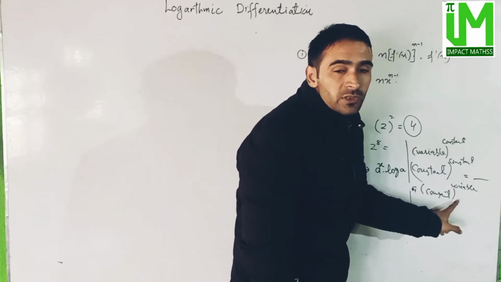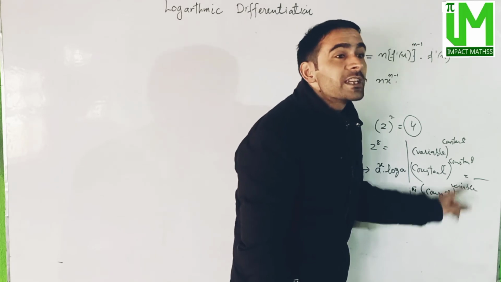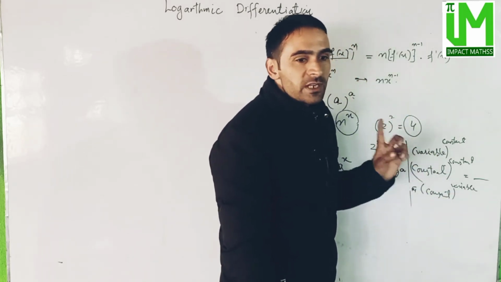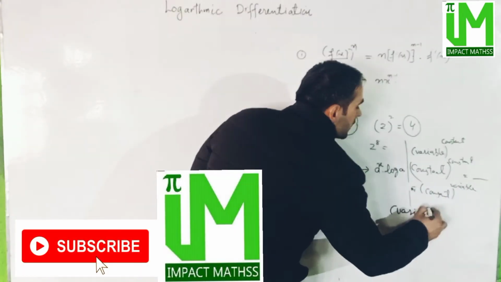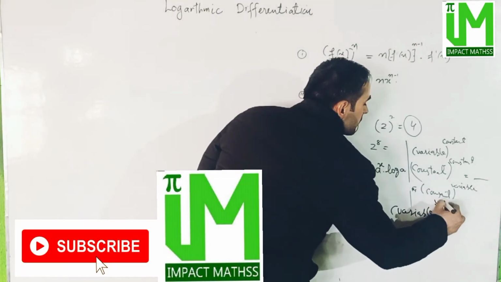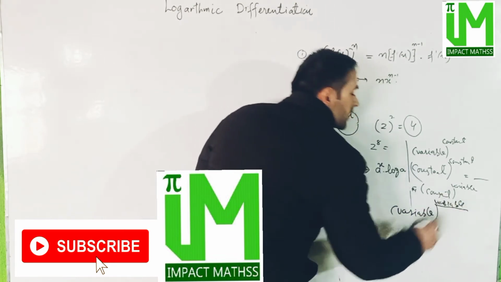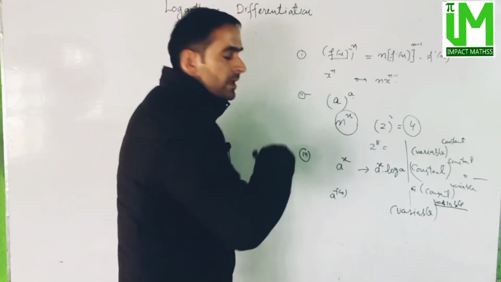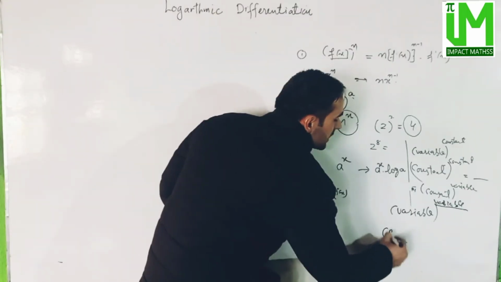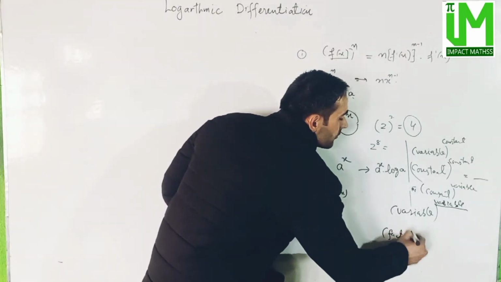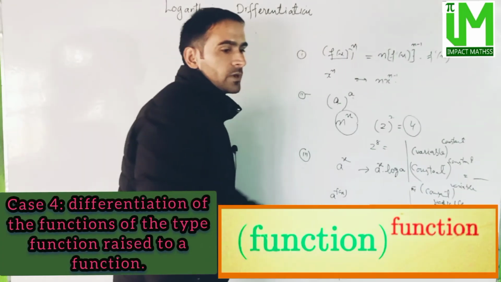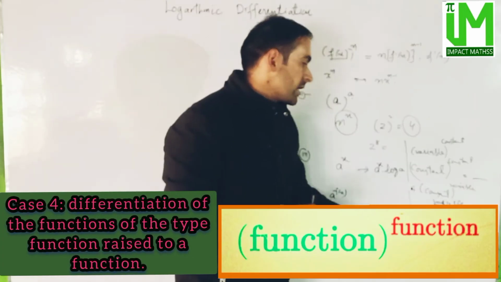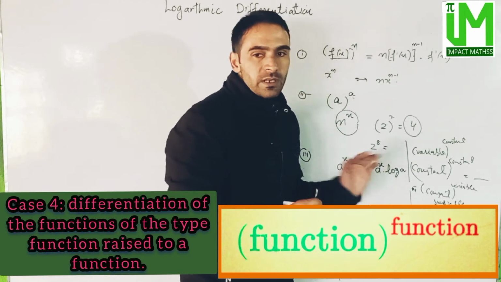What is the fourth case now? Variable raised power variable, exactly, variable raised power variable, okay. On similar lines we can say a function raised power function, okay. So if we have the case of variable raised power variable or function raised power function.